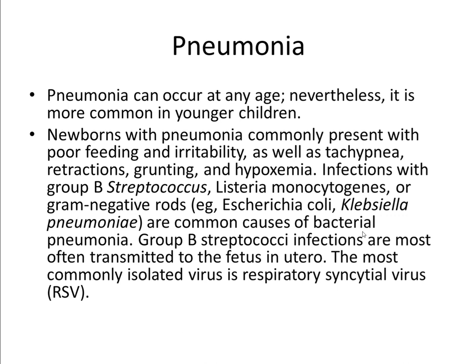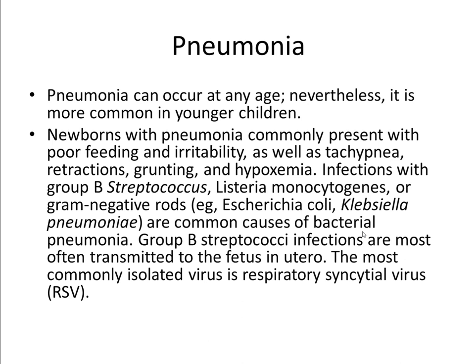Pneumonia. Pneumonia is an inflammation of lung tissue of usually bacterial origin but also may be viral. Pneumonia can occur at any age. Nevertheless, it is more common in young children due to some anatomical and physiological peculiarities of bronchi and lung tissue in children. Newborns with pneumonia commonly present with poor feeding and irritability, as well as tachypnea, retractions, grunting, and hypoxemia.